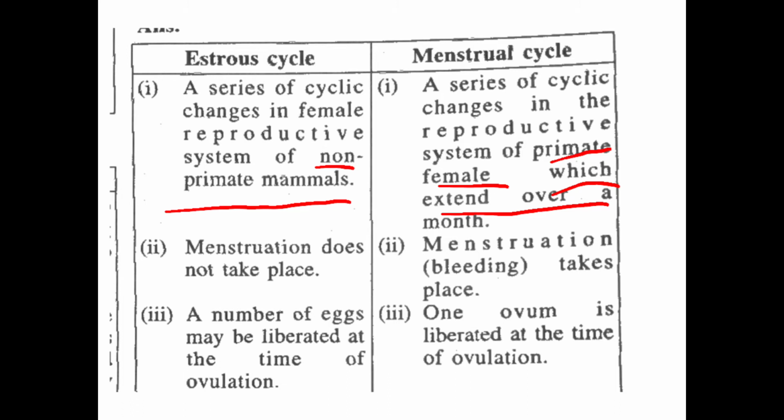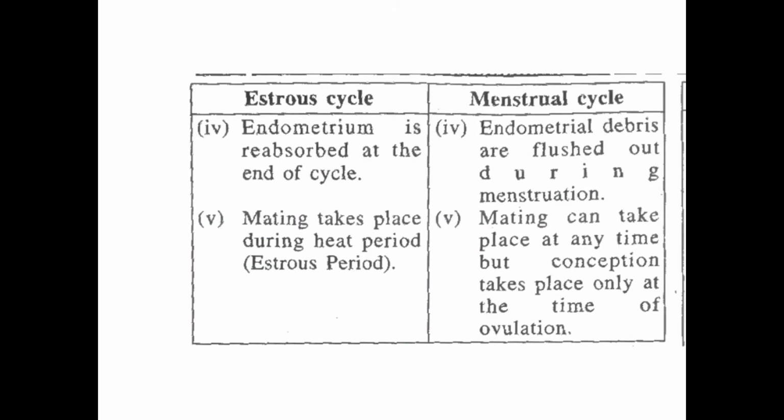Oestrous cycle is the series of cyclic changes in the female reproductive system of non-primate mammals. Menstruation does not take place in oestrous cycle, whereas menstruation or bleeding phase takes place in the menstrual cycle. A number of eggs may be liberated at the time of ovulation in oestrous cycle, whereas only one ovum is liberated at the time of ovulation in menstrual cycle. Endometrium is reabsorbed at the end of the oestrous cycle, whereas endometrial debris are flushed out during the menstrual cycle. They break down during the menstrual cycle, and the proliferation of the endometrium occurs during the proliferative phase.